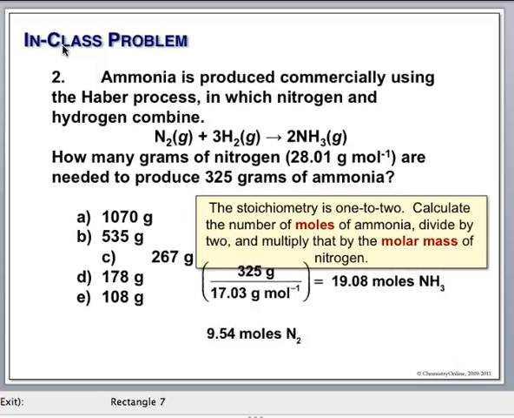Every mole of nitrogen weighs 28 grams, doesn't it? If we have 9.5 of them, we're at 267 grams.